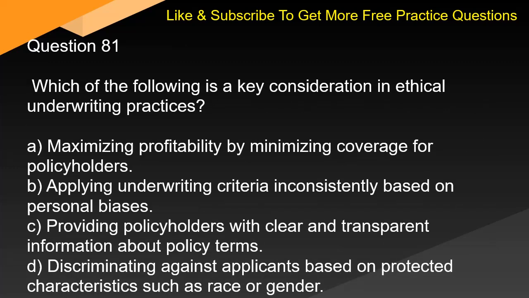Question 81. Which of the following is a key consideration in ethical underwriting practices? A. Maximizing profitability by minimizing coverage for policyholders. B. Applying underwriting criteria inconsistently based on personal biases. C. Providing policyholders with clear and transparent information about policy terms. D. Discriminating against applicants based on protected characteristics such as race or gender.